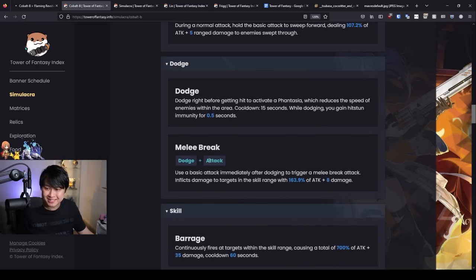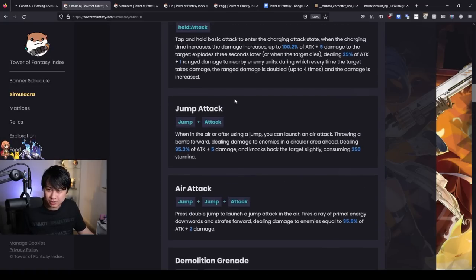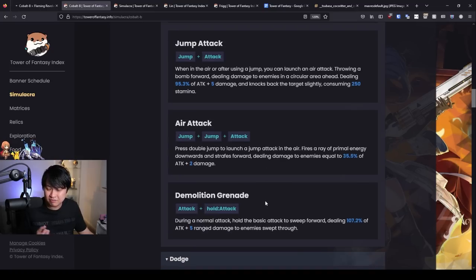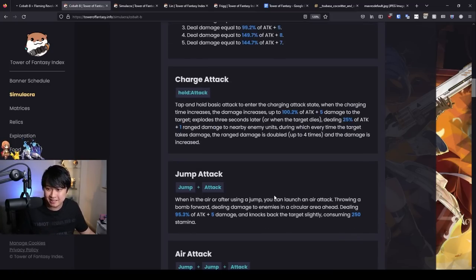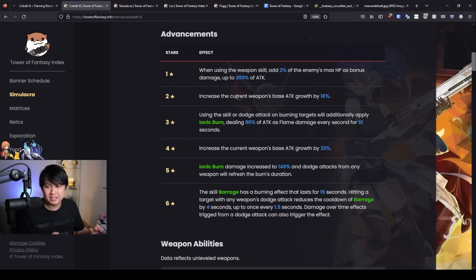Moving back through some of these more basic skills, what you are going to notice is that this follows that trend. So there is no burn, there is no damage over time. And burn and damage over time is really the way that Cobalt is being used in CN. Because when I come up to the top, back over to these star advancements, what you are going to notice is that there is a feature called Ionic Burn. Ionic Burn at 3 stars, Ionic Burn at 5 stars, in which the damage is increased. And then we also get a burning effect on the skill Barrage at C6.